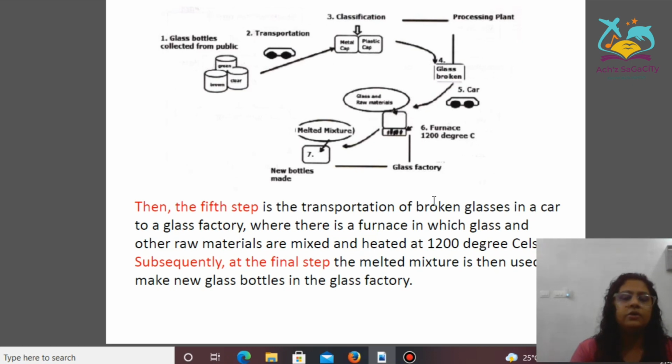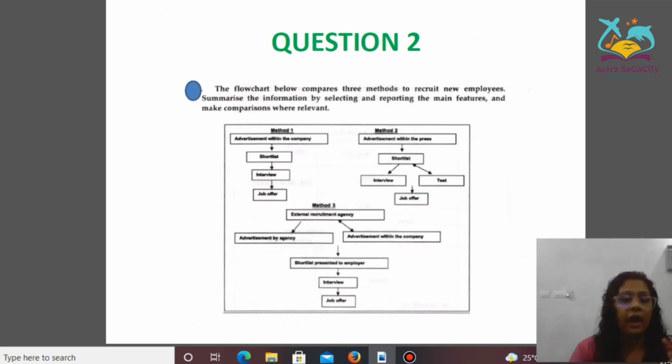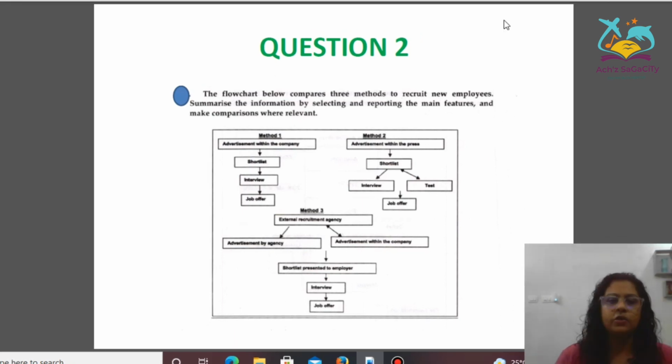So here you need to concentrate on tense and also the connectors. According to the stages, you need to use the time connector and try to avoid the repetition of the same connectors again and again. Okay, so we will move on with one another question for your better understanding.